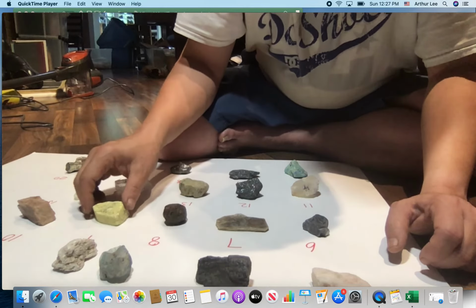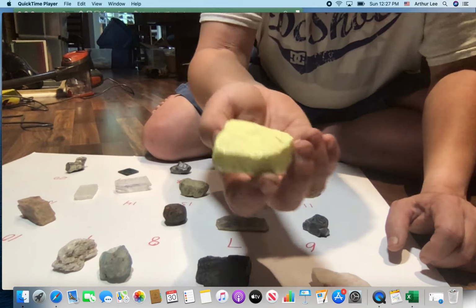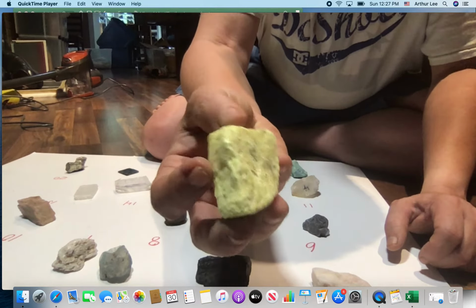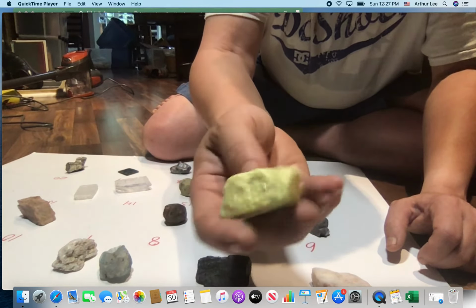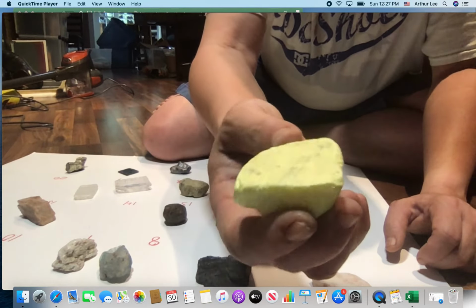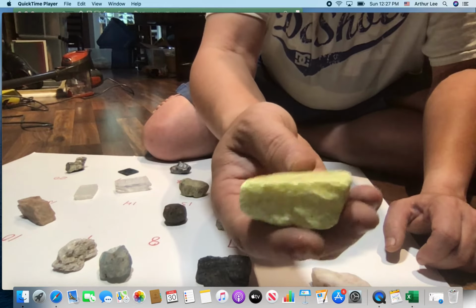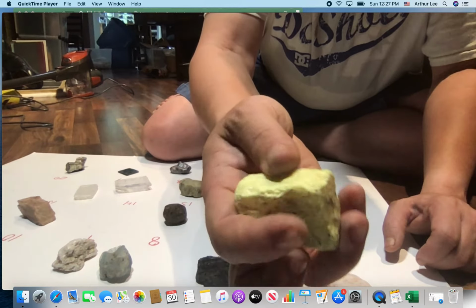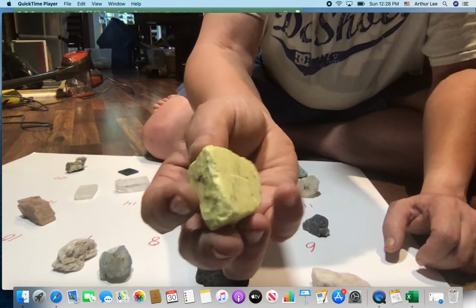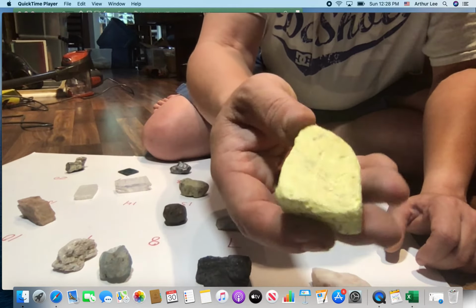Number 9. What stands out in your mind's eye about number 9? The color, maybe. Write down the color. Does it look like a metal or non-metal? Number 9. This is one of the few minerals that's always one color.